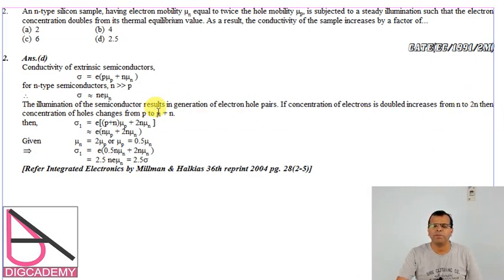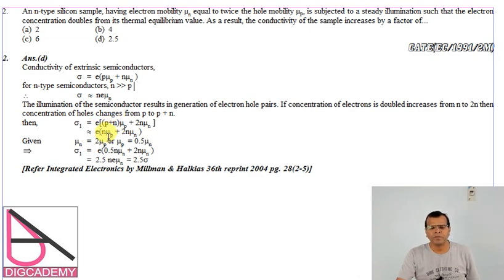Why? Because the generation of every electron results in the generation of one more hole. So if electrons double from n to 2n, then holes will become p to p plus n. The same number of holes will be generated. So for the conductivity, replace the concentration of holes from p to p plus n and replace n by 2n. So you get this result.